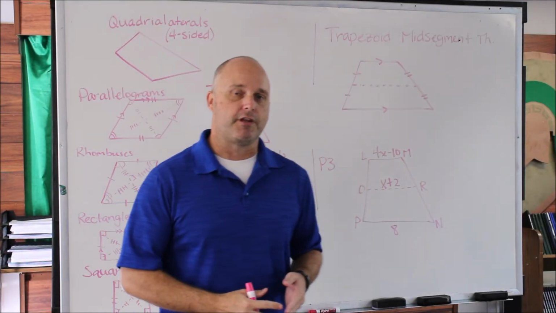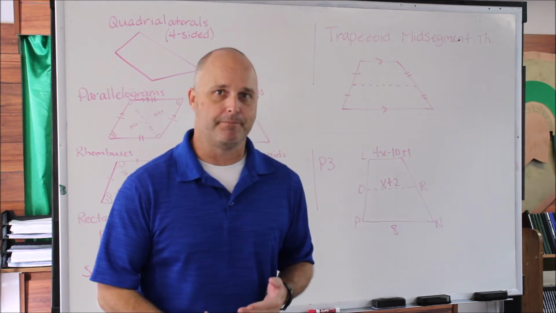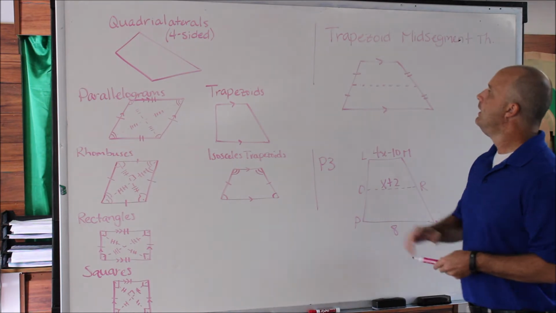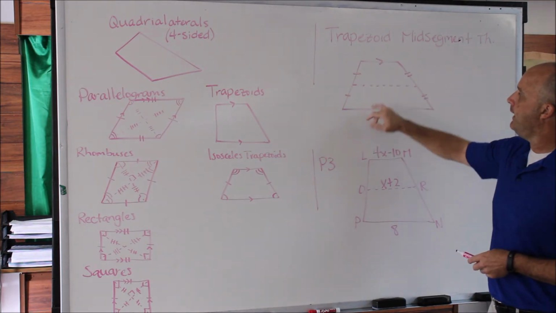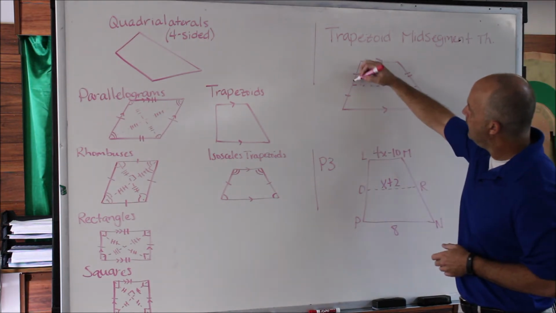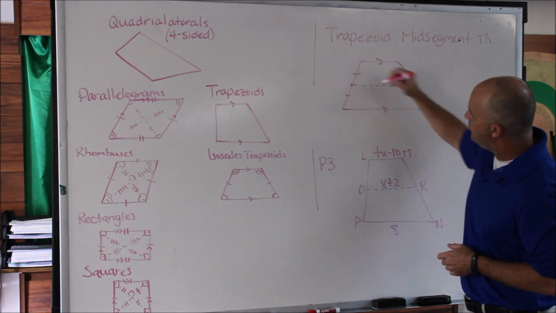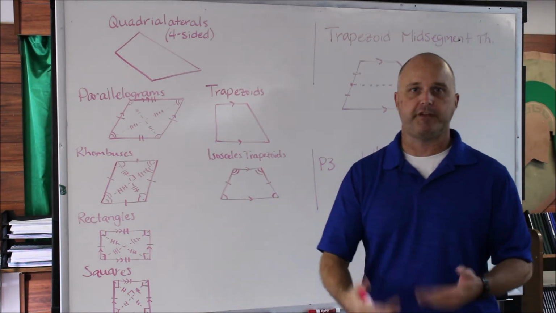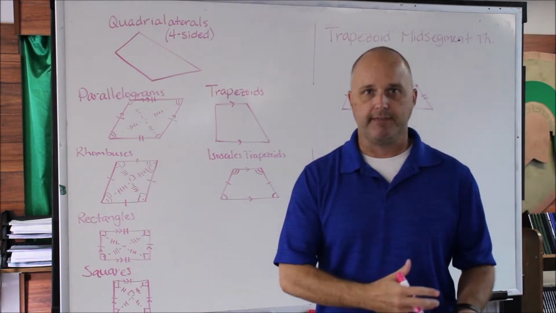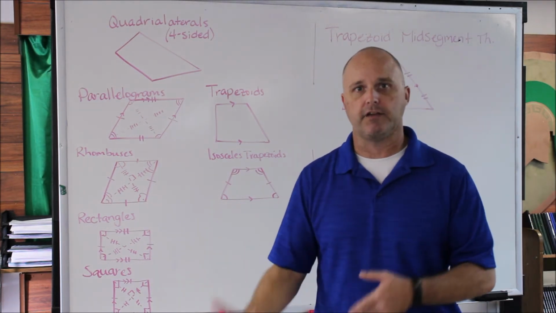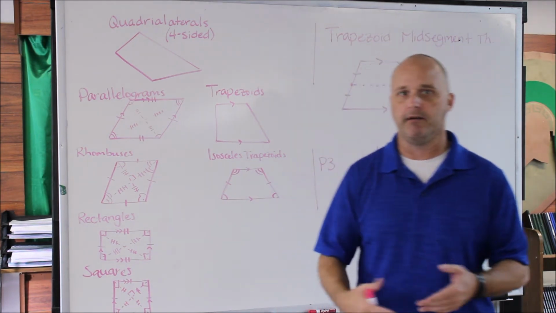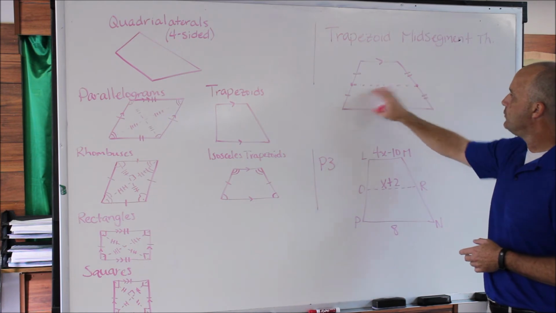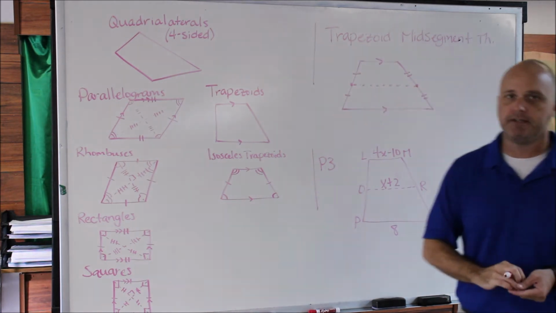Up next we have the trapezoid mid-segment theorem. So this is actually not too difficult of a concept to understand. If you've got a trapezoid and you find the midpoint of each of the legs of the trapezoid, and then you connect them together, then you've got the mid-segment of the trapezoid. It's the same thing that we did when we did the mid-segment of a triangle. So you just find the midpoints of each of the legs and connect them together with the mid-segment.